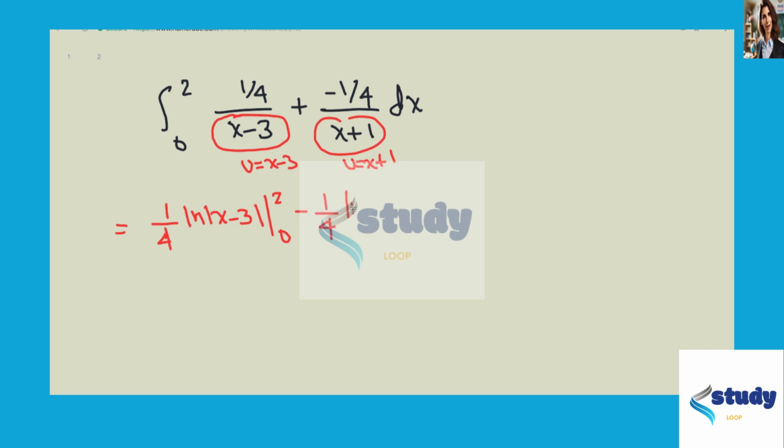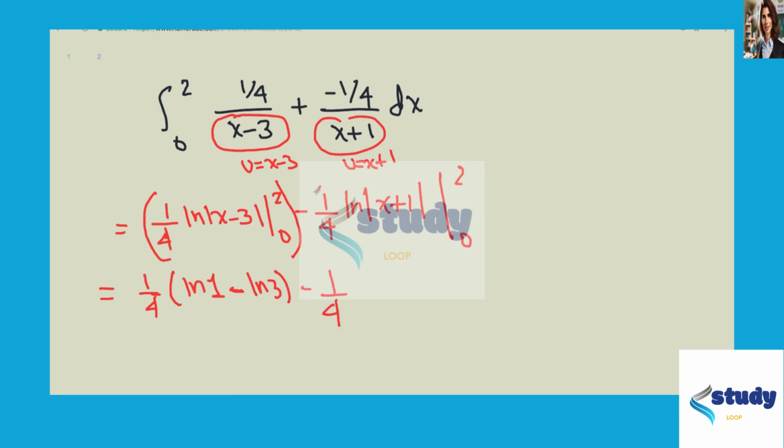For the second integral, we have a minus 1/4 and then natural log again. Then now we just go ahead and simplify by plugging in our endpoints. So for the first integral, in parentheses here, if you plug in 2, then you have negative 1, but you take absolute value, you get positive 1. And for the second term, you plug in 0, you get absolute value of negative 3, which is 3.